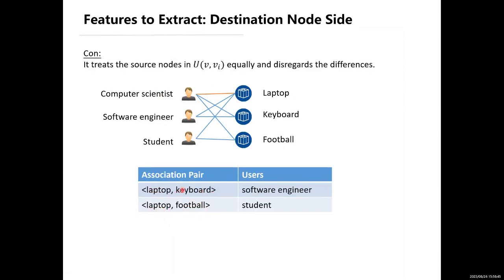We see the laptop-keyboard appears in the interaction history of the software engineer, and the laptop-football appears in the interaction history of the student. If we only use the number of source nodes that contain this pair, the popularity scores of these 2 pairs are both 1. But because we know the software engineer is more similar to the computer scientist, this pair should be more important.